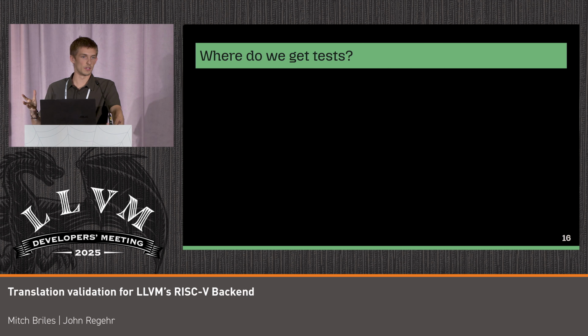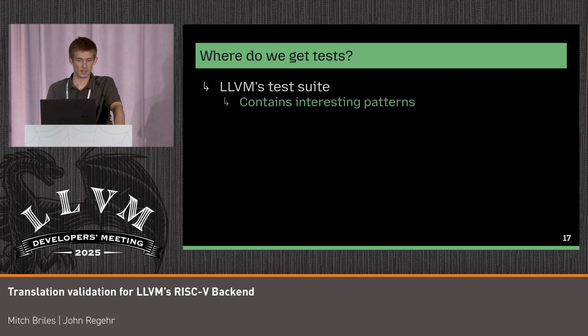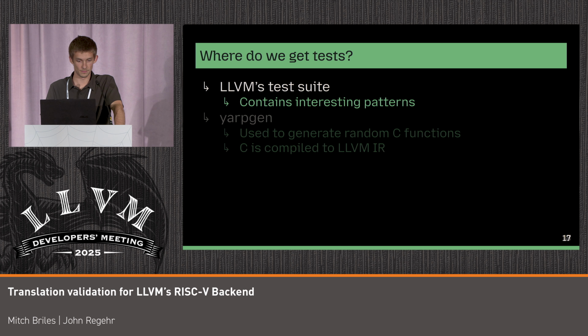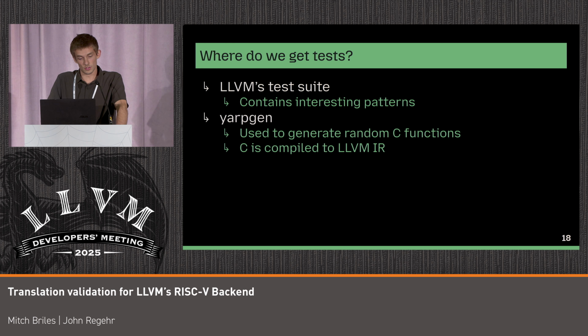So once we have this whole system, then we need to start feeding tests into it to look for bugs. So where do we get tests? Well, one place is LLVM's test suite, and this contains a lot of tests. It's designed to be testing what we're testing, so of course it's going to contain the patterns we want. We also use YARPGen. YARPGen generates random C functions, and then we compile them to IR and use them as an input.